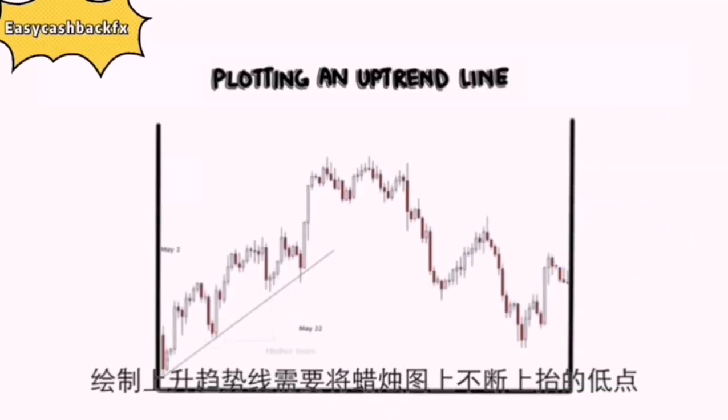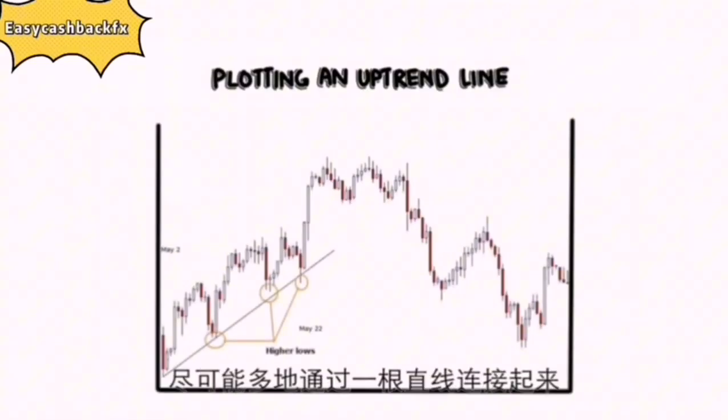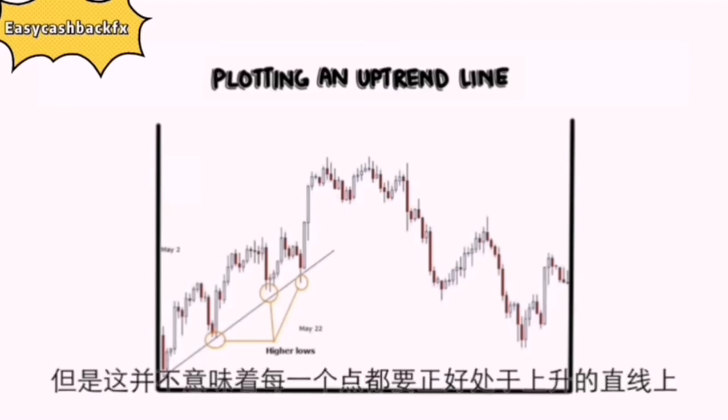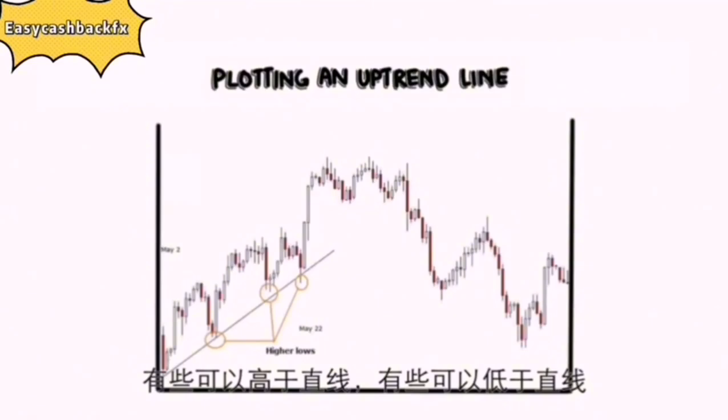To plot an uptrend line, draw a line that connects as many of the higher lows of the candle bodies as possible, while best capturing the overall upward slope, even if that means having some candlesticks either not touching the line or crossing it. Trends rarely move in neat straight lines, so varying degrees of overlapping candles are okay.